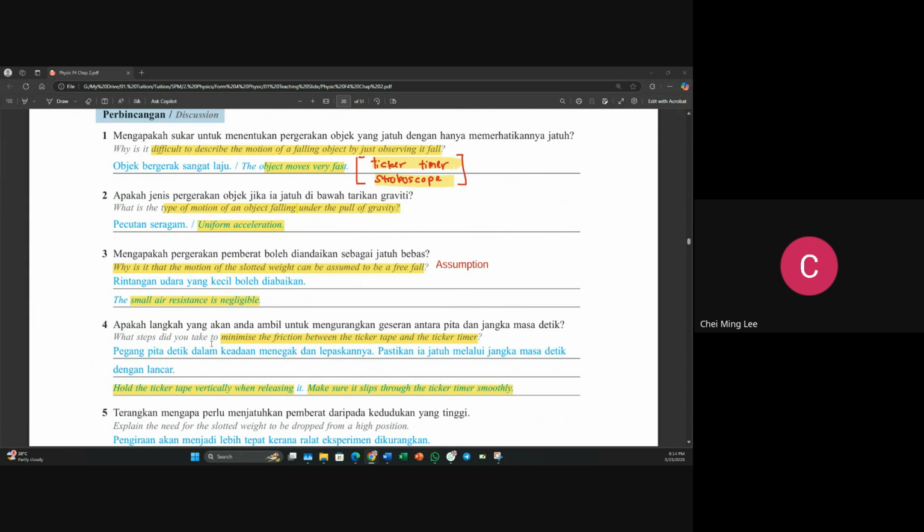Okay, what step did you take to minimize the friction between the ticker tape and the ticker tape timer? Hold the ticker tape vertically when releasing. Make sure it slips through the ticker tape timer smoothly. So it means that we hold it up when we release the ticker tape, because somehow when you free fall, it will actually drag the ticker timer as well. So normally you try to hold it up.